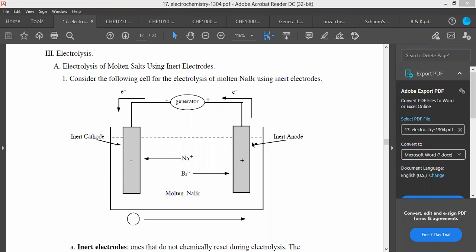So if they ask you, what's the similarity between the cathodes in an electrolytic cell and that of a galvanic cell? The similarity there is that in both, reduction takes place on the cathode. So whichever electrode is going to be the cathode will undergo reduction, irrespective of which cell you are looking at. Okay.